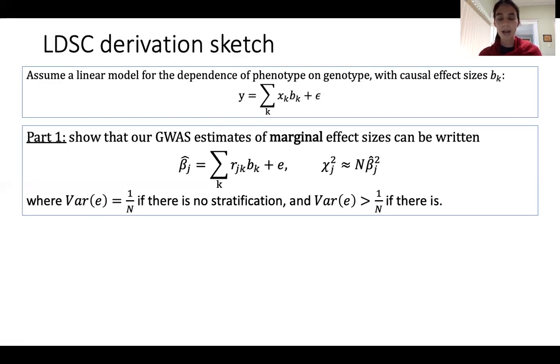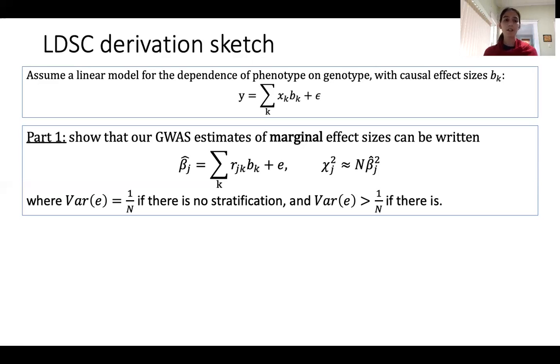And now you can ask, R_JK beta_K tells us how do causal effects work into our marginal effect size estimates. And then we can also ask, what about stratification? Stratification will feature in our error term here. And so if stratification has been perfectly controlled for, then E will have variance 1 over N. But if we have stratification, then our beta hats are going to have a little more variance than they should. So the variance of E will be greater than 1 over N, leading to inflation in our expected chi-square statistic.